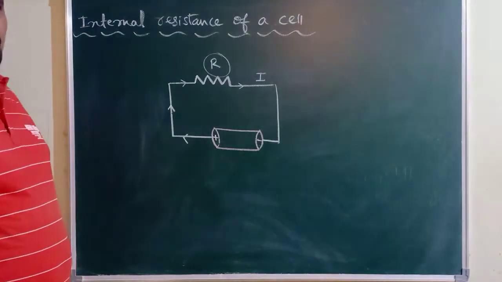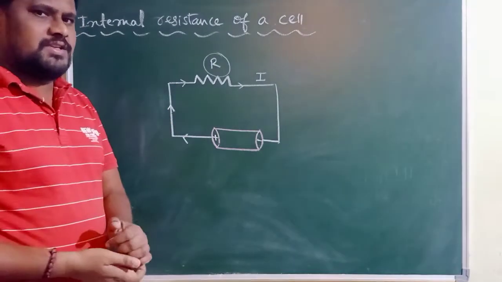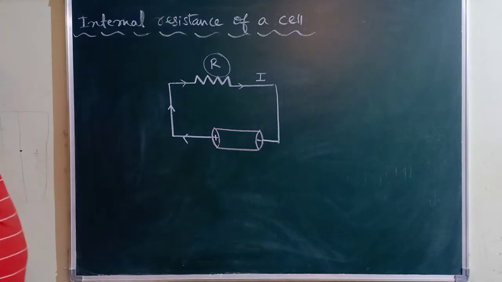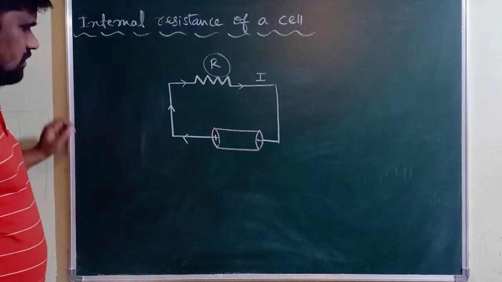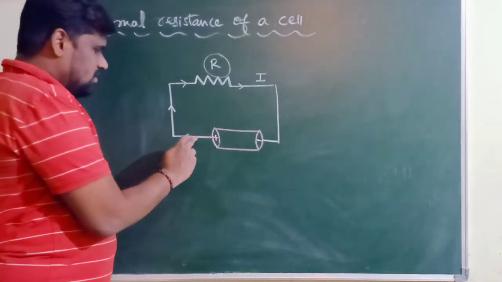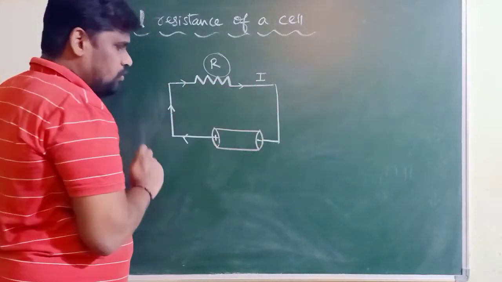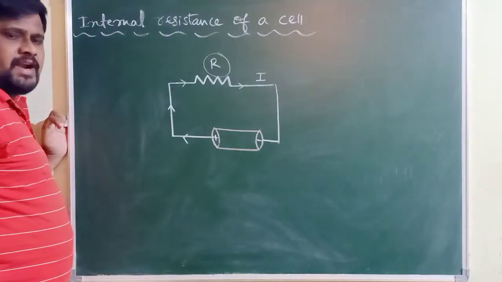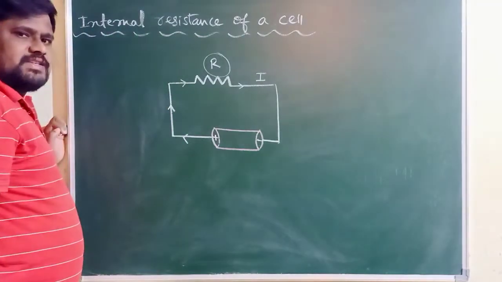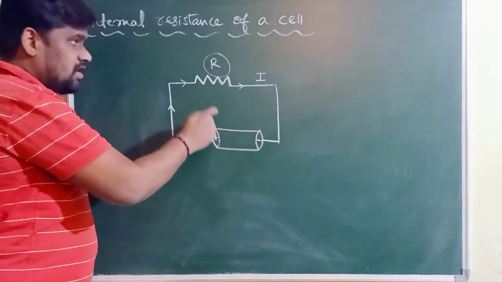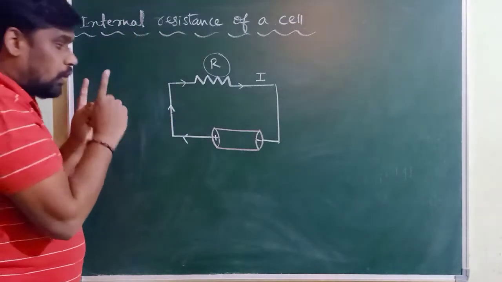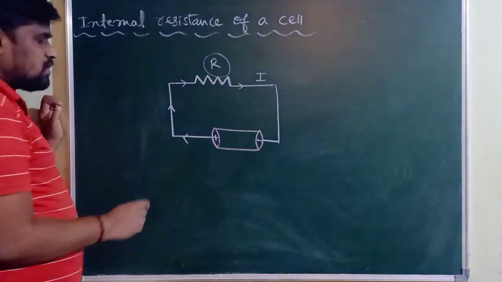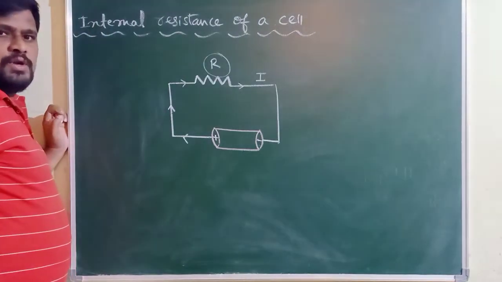That opposition exerted by the external circuit for the flow of electric current, we'll call it external resistance here. We are not talking about the external resistance. We are talking about the internal resistance here. So concentrate on the circuit here. As I said, this is called the external circuit. To that external circuit, the energy source is connected. That energy source, we'll call it a cell, and the external circuit is going to draw the current from the cell.